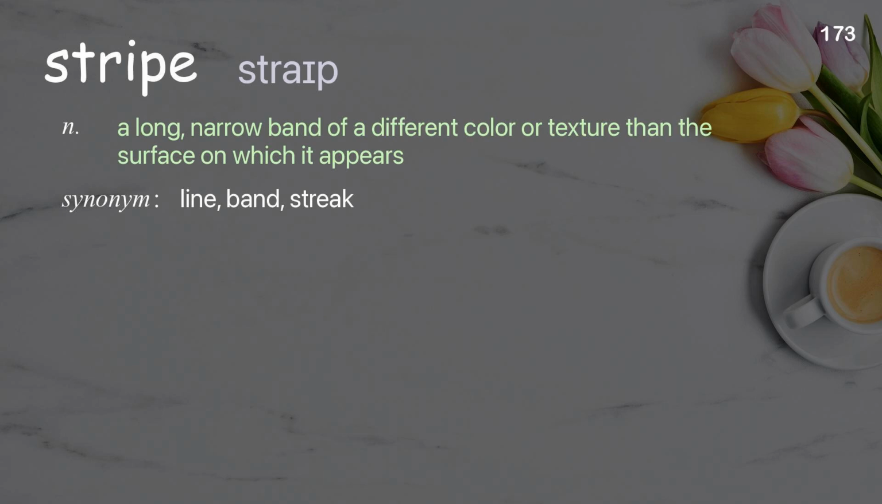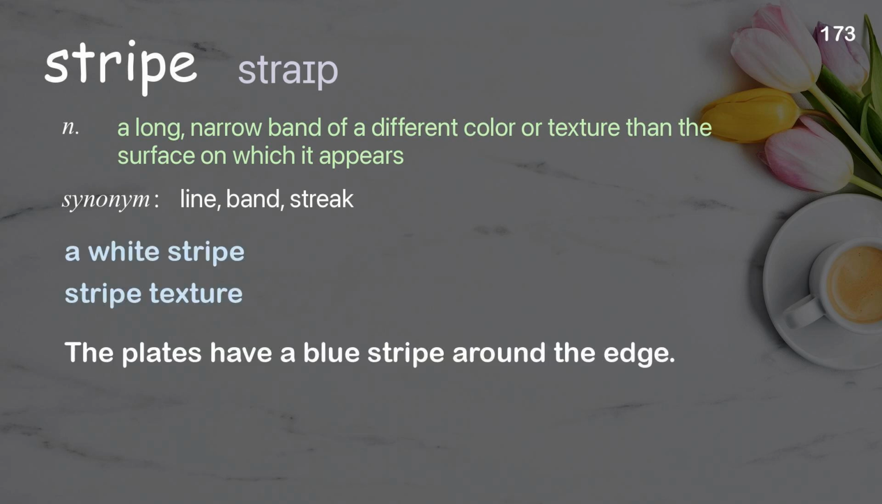Stripe. A long, narrow band of a different color or texture than the surface on which it appears. Examples: A white stripe. Stripe texture. The plates have a blue stripe around the edge.